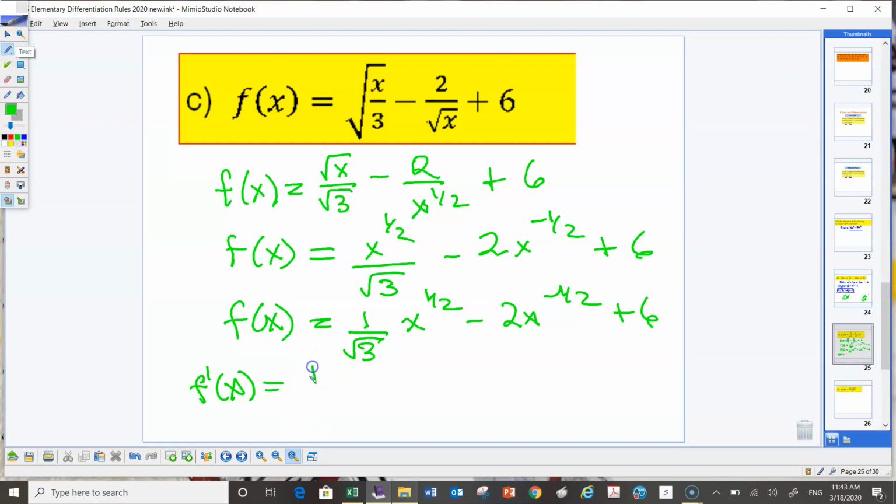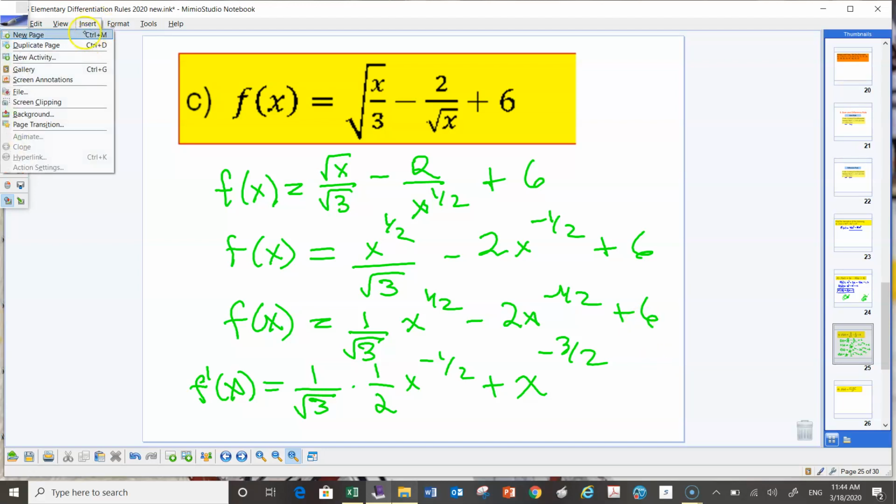So I have 1 over root 3. I'll bring the 1/2 out front, and I'll subtract 1 from my exponent. Here, I'll bring the negative 1/2 out front, and negative 1/2 times negative 2 is going to be plus 1. You don't need to write the coefficient of 1, but you have to subtract 1 from the exponent to become negative 3 over 2, and the derivative of 6 is going to be 0.